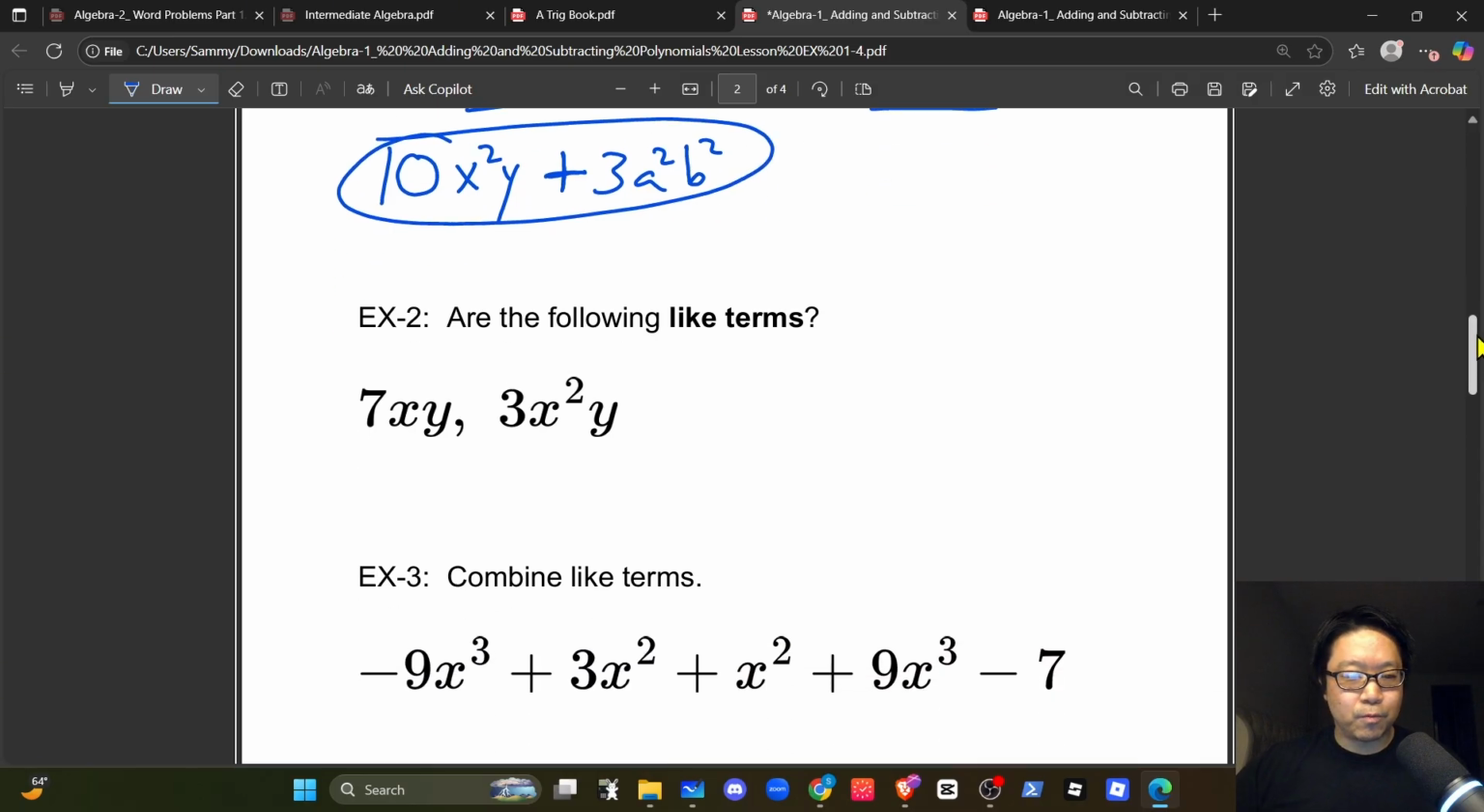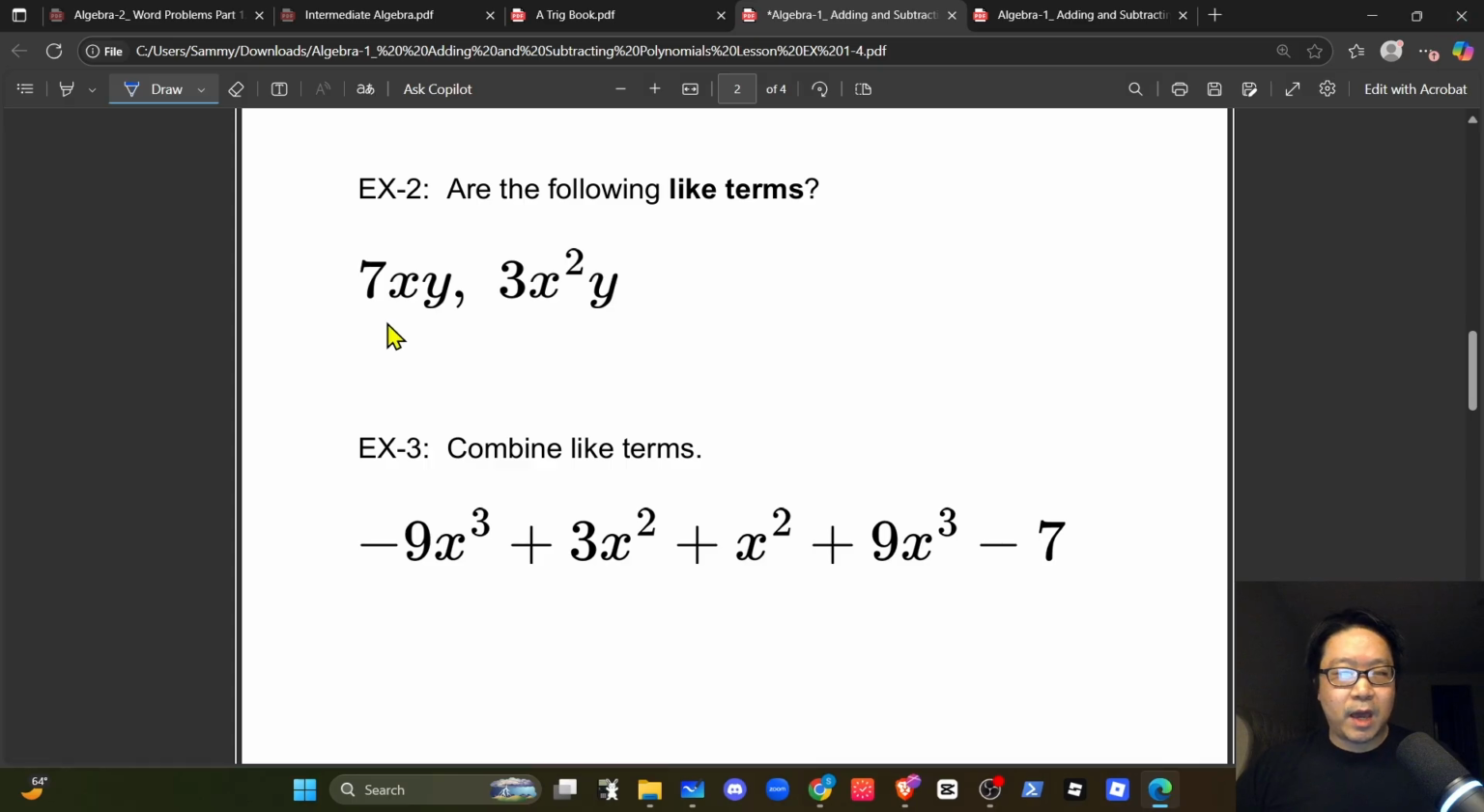Let's try example 2. And this is asking us, are the following like terms? Here we have xy, here we have x squared y. So no, they are not like terms.